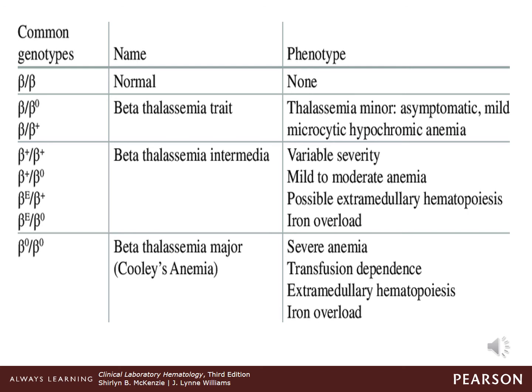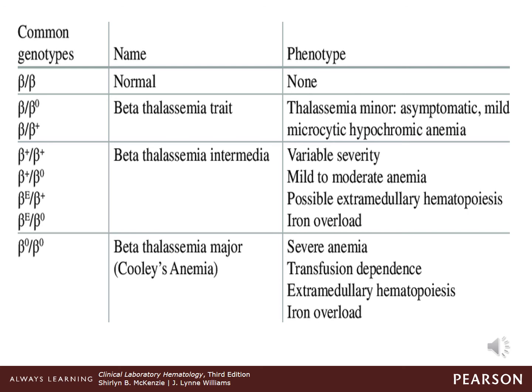So at the top you have B and B, that's one normal beta chain inherited from mom and dad, so there is no phenotypic expression. Underneath that, you'll see a beta thalassemia trait, where you can have either one inherited complete deletion or absence of the beta chain, or a partial block in the beta chain synthesis causing a beta thalassemia trait. Here, this is classified as minor. Sometimes you might have a microcytic hypochromic type of anemia, but it will be mild as the body can compensate as you have one normal beta chain.